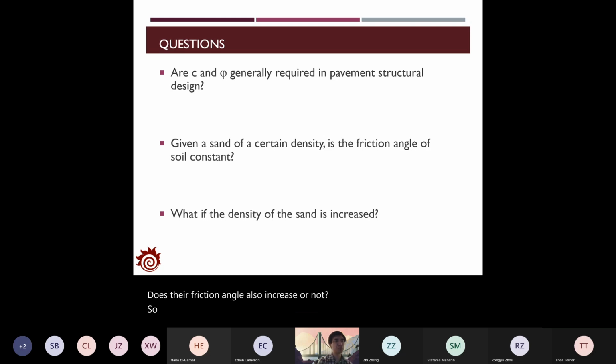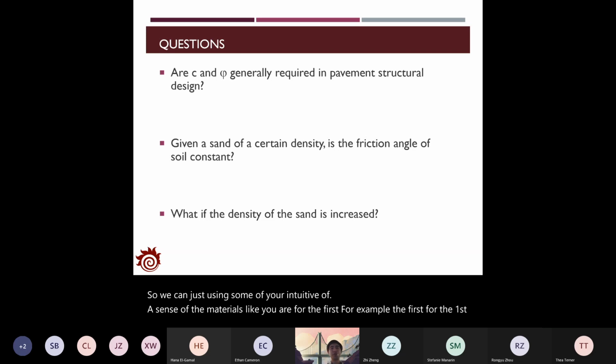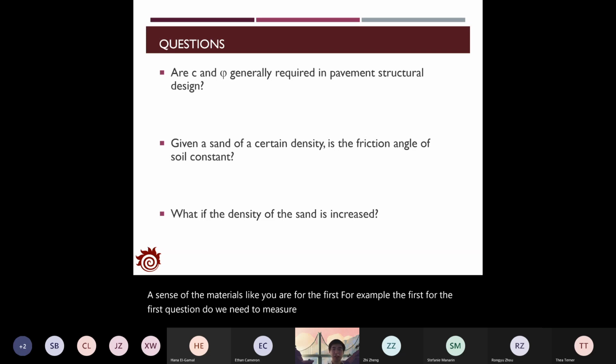So we can have some discussion to bring out your thoughts about the answers to these questions. You can just use some of your intuitive sense of the materials. For example, for the first question, do we need to measure the cohesion and friction angle to design the pavement? Any ideas about it?